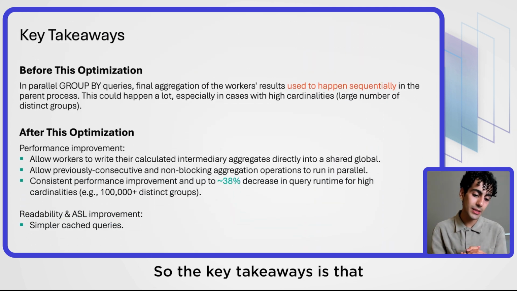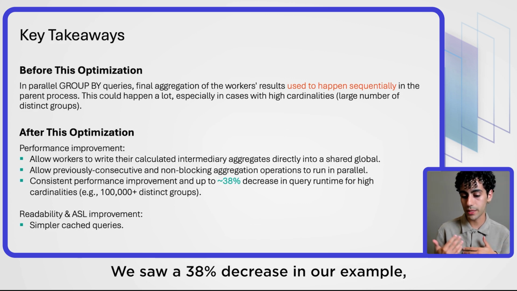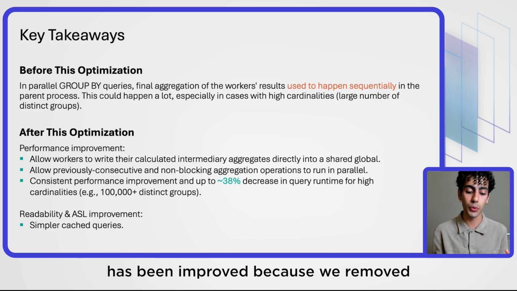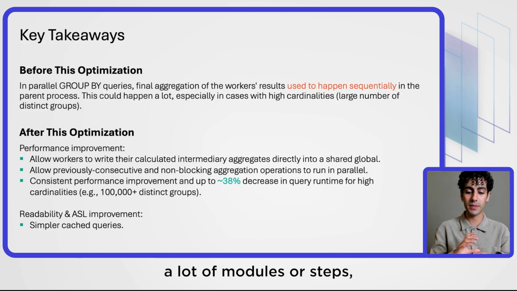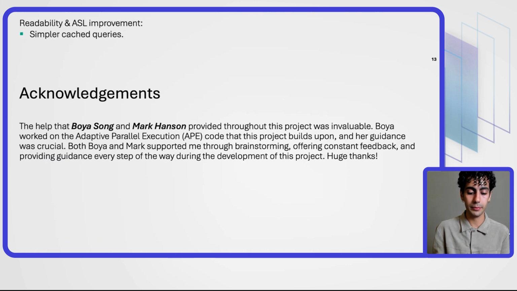So the key takeaways are that our performance luckily improved, or at least stayed consistent. We saw a 38% decrease in runtime in our example, and the readability and simplicity have been improved because we removed a lot of modules or steps and replaced them with a parallel setup.